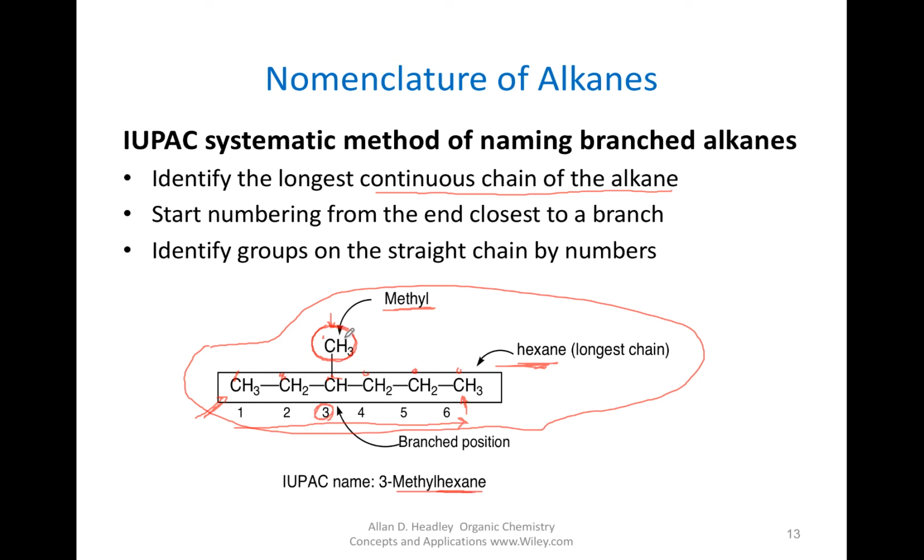Next, we'll have to indicate the position of that methyl, because it could be anywhere on that straight chain. We indicate that position with a number. This number right here. So it's a 3-methyl. Notice here we're very specific. A number is separated from a letter by a dash. So make sure you put that dash in. So the name is 3-methylhexane.